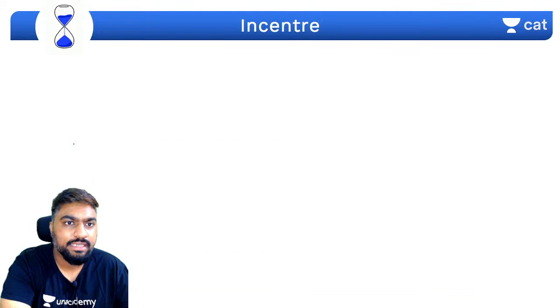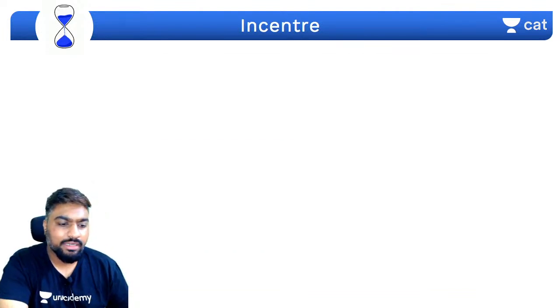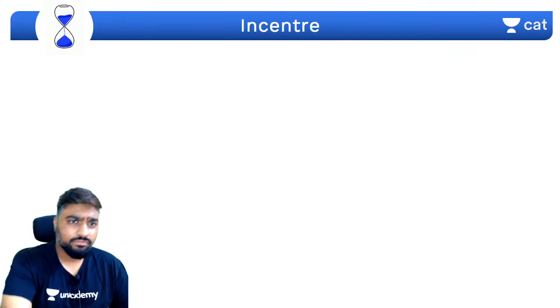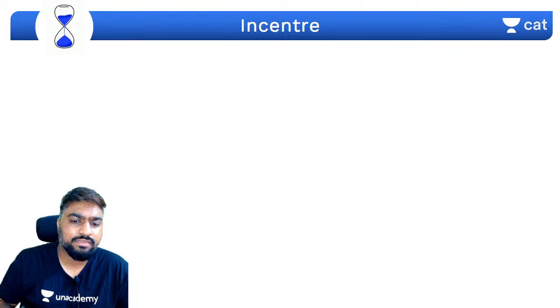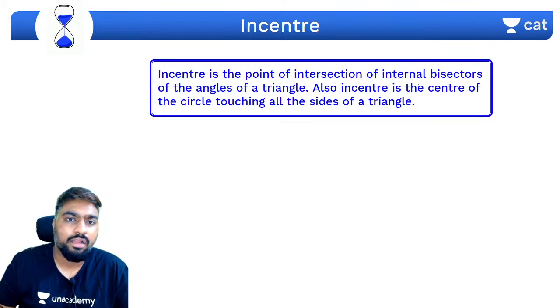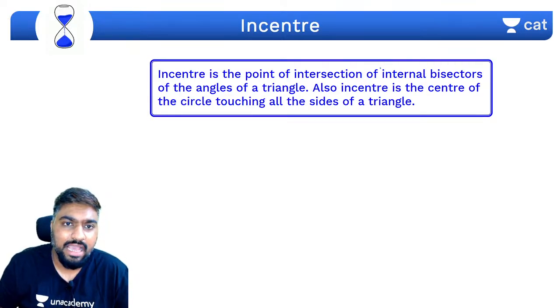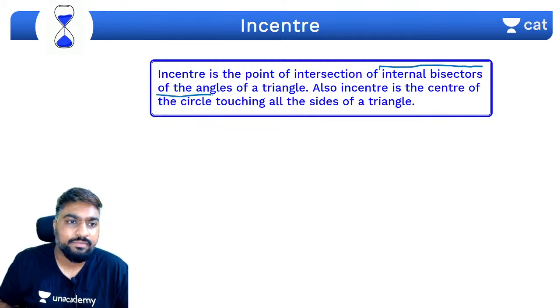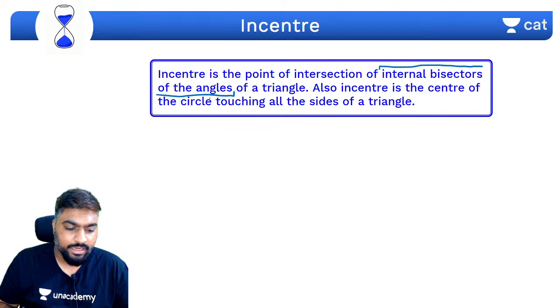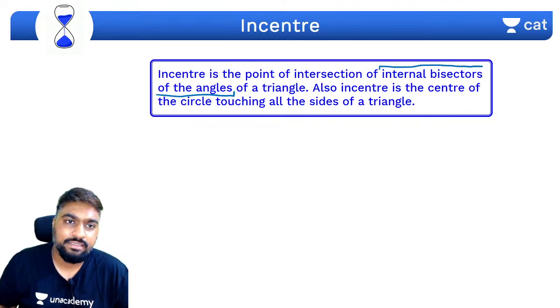Okay, so that is the centroid. Now let's talk about the in-center. What is an in-center? The in-center is basically a point where all internal angle bisectors of the angles meet, right? Correct, Nalin. Superb. The intersection of angle bisectors.